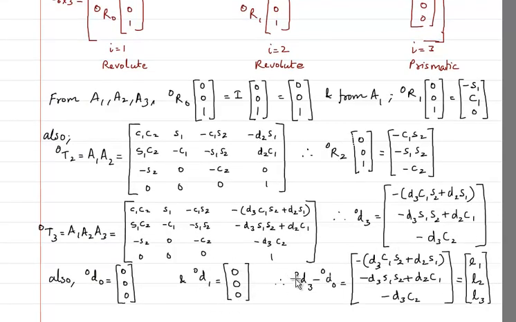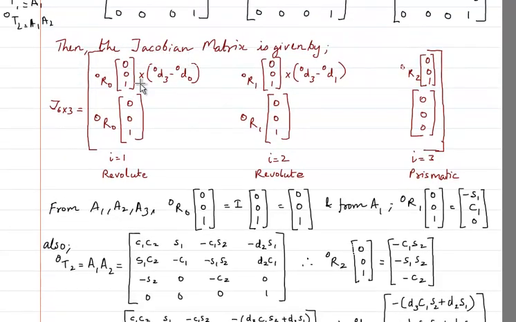Now if you subtract 0d0, which is all zeros, from 0d3, which is given here, we will get the same 0d3 itself. Now just for the sake of cross multiplication, I will try to reduce the size. I will take the first element as L1, the second element as L2, the third element as L3. So that is 0d3 minus 0d0, which I can substitute here. So here I will get L1, L2, L3.